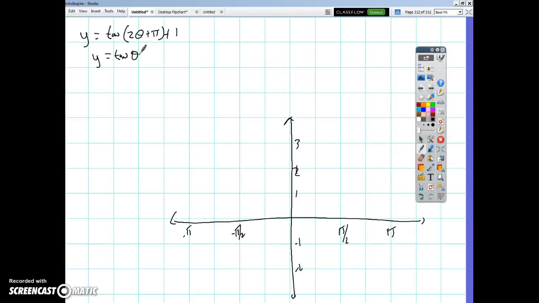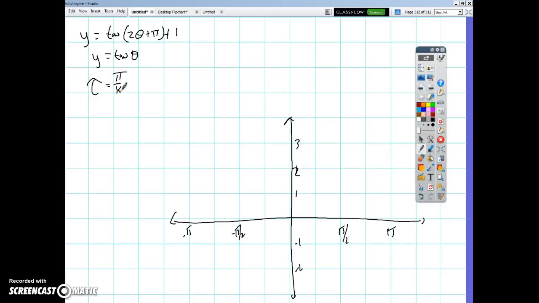I'm going to slide from left to right. What happens here? That's the period. And the period formula is what? It is 2 pi over k. No, that's incorrect. For a tangent graph, it is pi over k, because tangent repeats every pi.